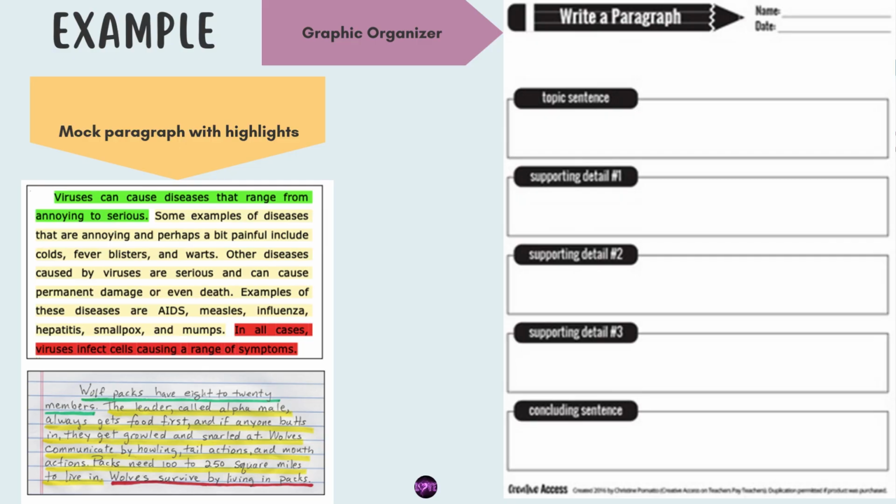So this is kind of what I mean. I found this off of Google. So you have the graphic organizer here with the topic sentence and the 3 areas for supporting details and the concluding sentence. So with the mock paragraph, the students are going to pretty much highlight each of those sentences, and then after that, they're going to write those sentences in the correct space on the graphic organizer.